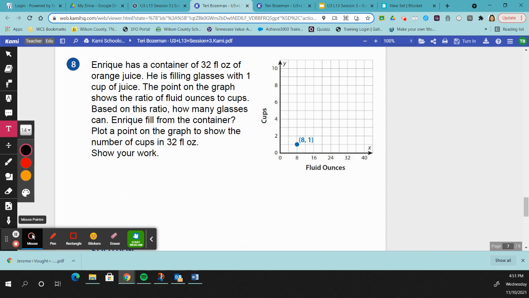He's filling glasses with 1 cup of juice. The point on the graph shows the ratio of fluid ounces to cups. So the point on the graph has our ratio, 8 to 1, right? That's what's right here, 8 to 1. Based on this ratio, how many glasses can Enrique fill from the container? Plot a point on the graph to show the number of cups in 32 fluid ounces and show your work.